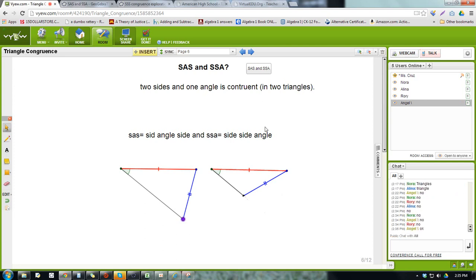Okay, so this means that SSA, oops, I didn't mean to erase that. Hold on. Okay, let's just highlight this. I'll cross it out. SSA does not prove congruence in triangles. So only SAS is a theorem, and SSA is not.